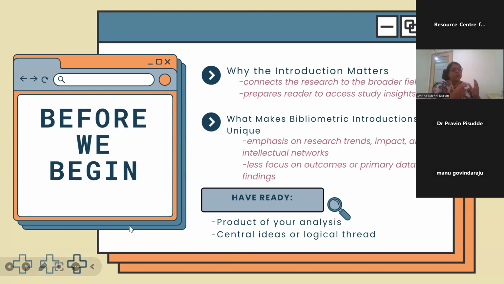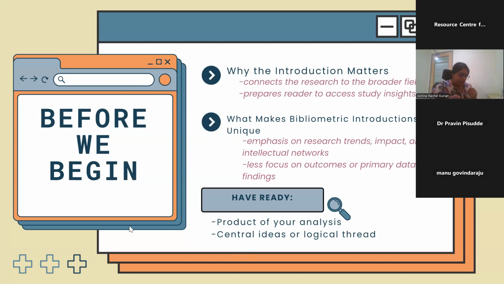I'll just continue. So before you start writing your introduction, you will likely have your analysis conducted and your central ideas or logical thread. What are central ideas or logical thread? You have written down your research questions and objectives. That gives the main idea of your research.